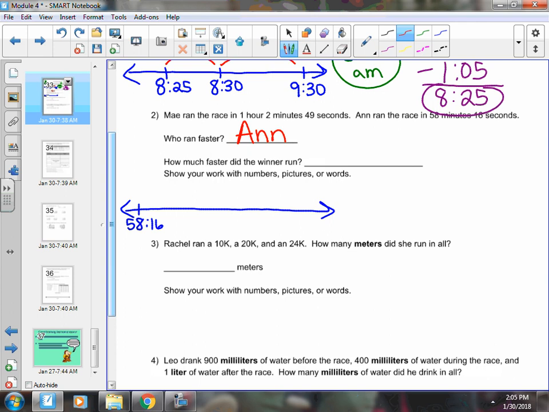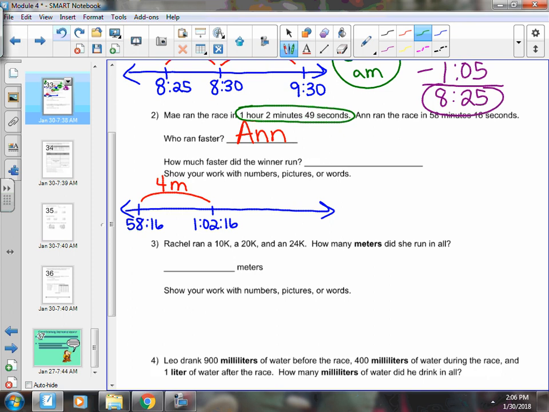I'm going to add 4 minutes because 58 plus 4 is 62, and 62 is an hour and 2 minutes. So I'm going to add 4 minutes, which is 62 minutes, or 1 hour, 2 minutes, and then 16 seconds. So what I did is I took this plus 4 minutes, and I got 62 minutes and 16 seconds, or 1 hour, 2 minutes, and 16 seconds.